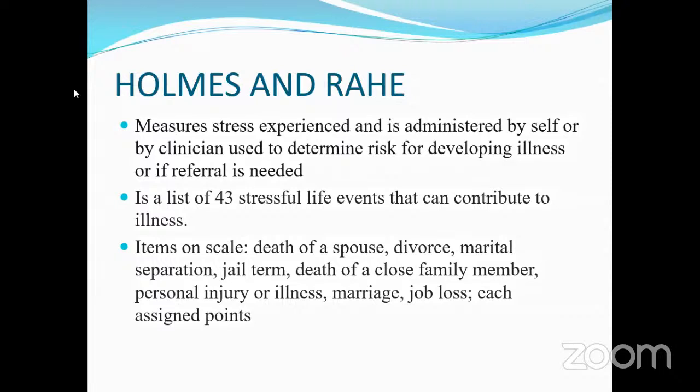It lists about 43 stressful life events that can contribute to an illness. Items on the scale include death of a spouse, divorce, marital separation, jail time, death of a close family member, personal injury or illness, marriage, and job loss. Each of these items is assigned points, and then you score a patient.